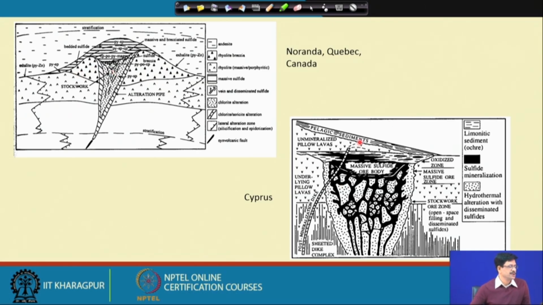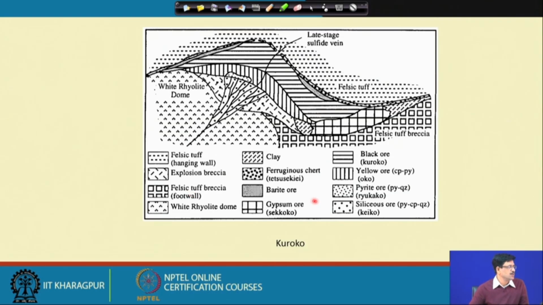Similarly, we have a situation from the Cypress deposit, which essentially has a sheeted dike complex and a post mineralization dike traversing through this ore body, and these are very clear indications of the sea floor activity, with the unmineralized lavas below and the pelagic sediments. So, this is a typical cross section of a Cypress type deposit.